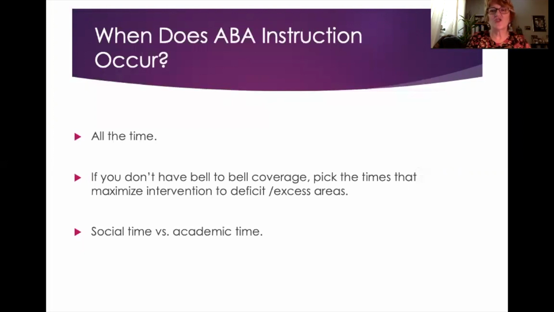But ABA instruction should be happening from the minute school starts to the minute the child is let out. If you don't have bell-to-bell cover, then you want to choose times that are going to maximize the deficits or excesses that child has. So for example, we saw the child who had difficulty eating, but might have done fine during free playtime. The EA may have the break during the playtime, but during eating time, it was important to have the EA there running a program with that child. So you've got to decide where's the best place to put that EA if you don't have bell-to-bell coverage. And you have to balance it. Should it be during social time or should it be during academic time?